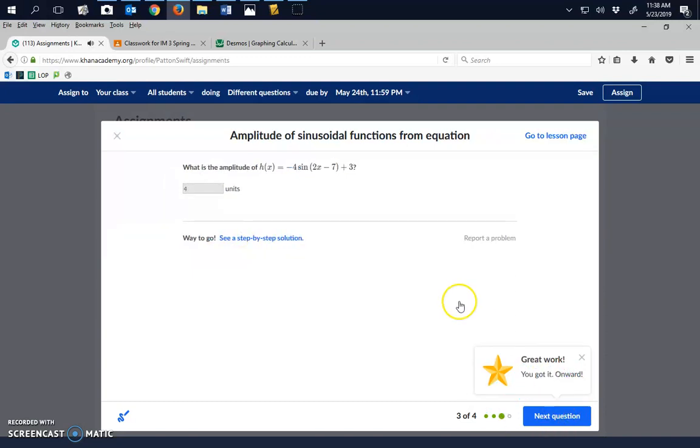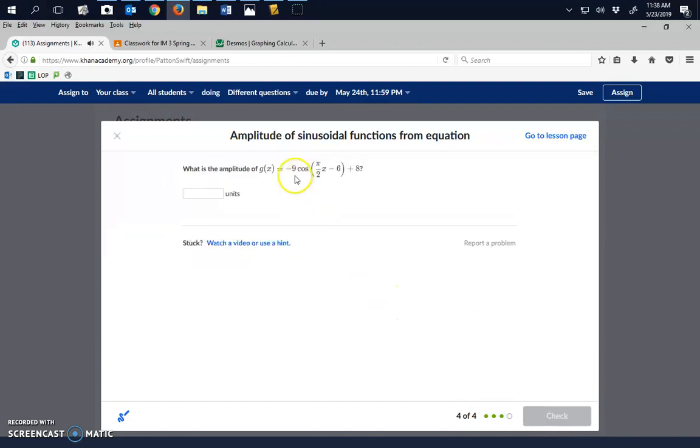And last question. -9, our amplitude will be +9. And then looking over here, we can see that our graph will be moved up 8 units as well. So our midline would be at 8, and then our amplitude would be 9.